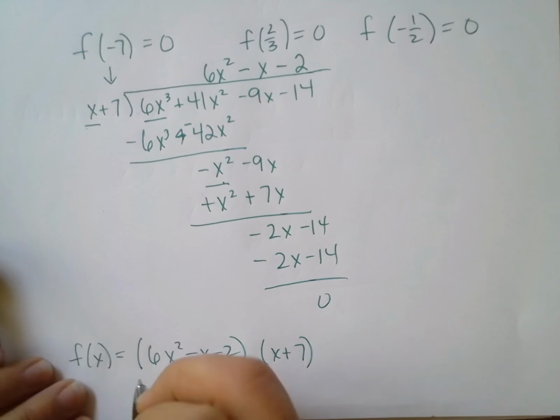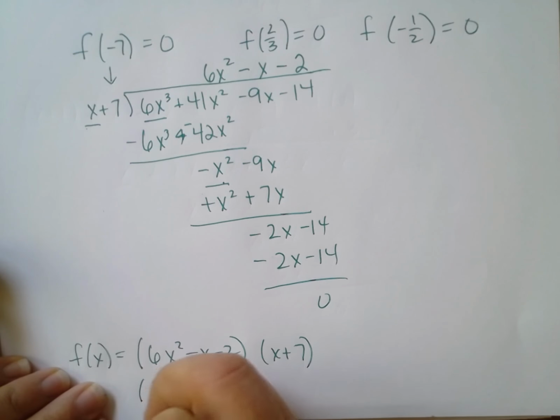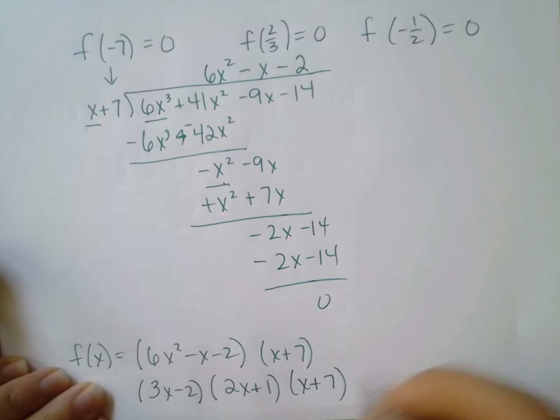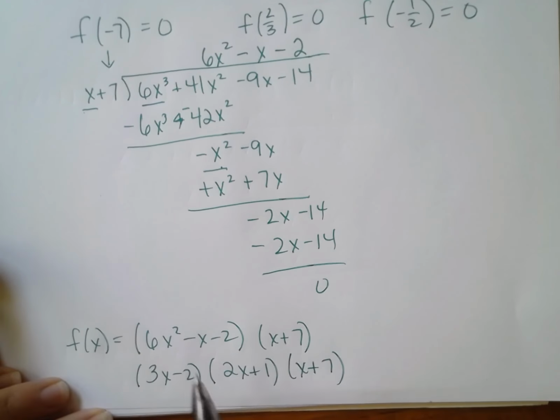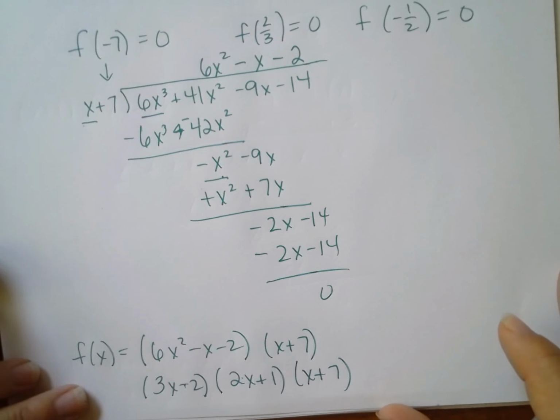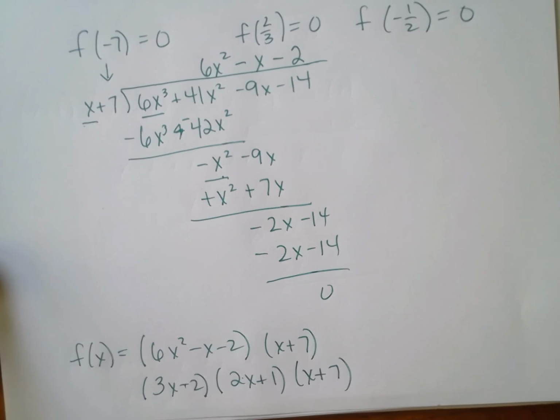Now this will also factor, just in case you want to double check, but this should factor as this. I'm not going to go through the procedure. You can figure that out yourself. So then there's my x equals 2/3, that's my x equals negative 1/2, and I get x equals negative 7. And so that's using the rational zero test to find all the rational zeros of that.